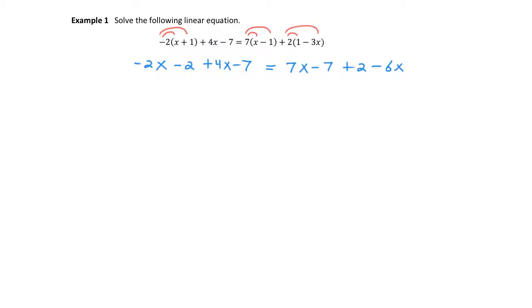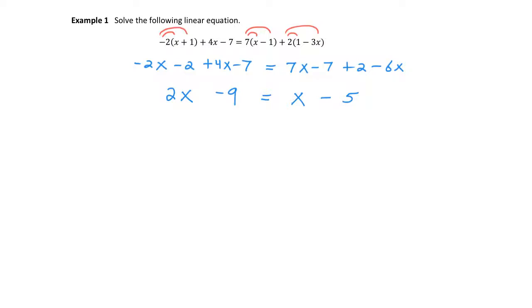So now that the parentheses are gone, I can examine both sides and say maybe there are some like terms that I can combine. So I have a -2x and a 4x. I know that is equal to a positive 2x. And I have a -2 and a -7, so that's -9. On the other side, I have 7x and a -6x, which gives me a 1x, so I'll just put x. Then I have -7 plus 2, which is -5.